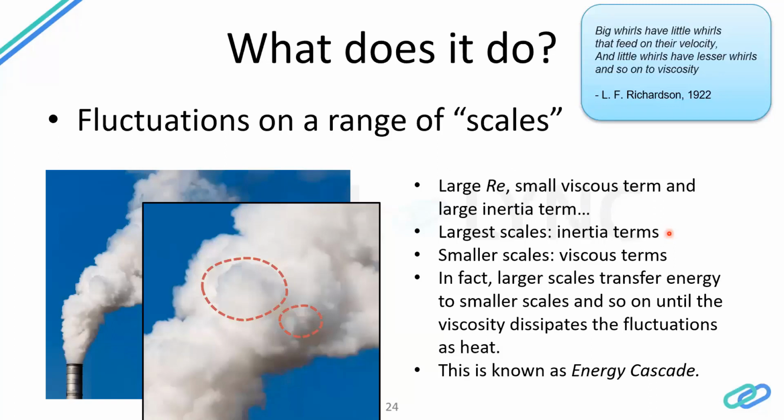There is a little poem about this energy cascade, which was written in 1922 by a famous scientist. I would let you enjoy this little poem by yourself. Basically it says the same thing, that big worlds have little worlds that feed on their velocity, and these little worlds have even lesser worlds, and so on to viscosity. So yeah, beautifully done.